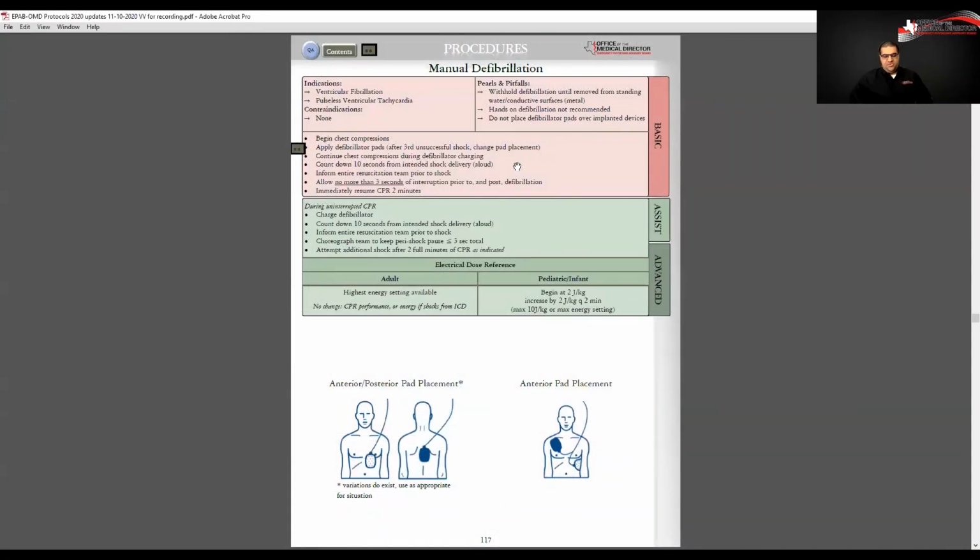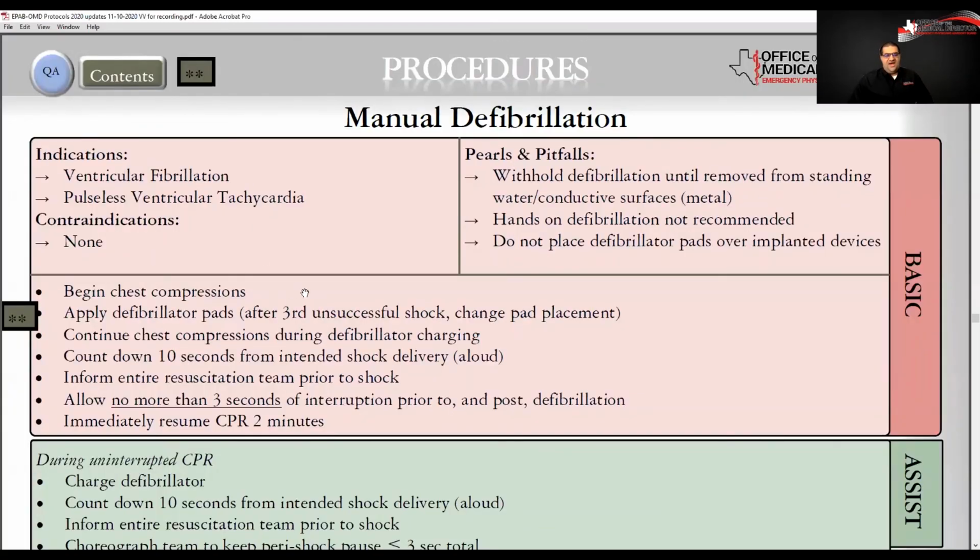For manual defibrillation, as we've talked about before, after 3 unsuccessful shocks, go ahead and change that pad placement. There may be some improvement of shock efficacy with that vector change. So if three times hasn't done it, go ahead and try a new direction.